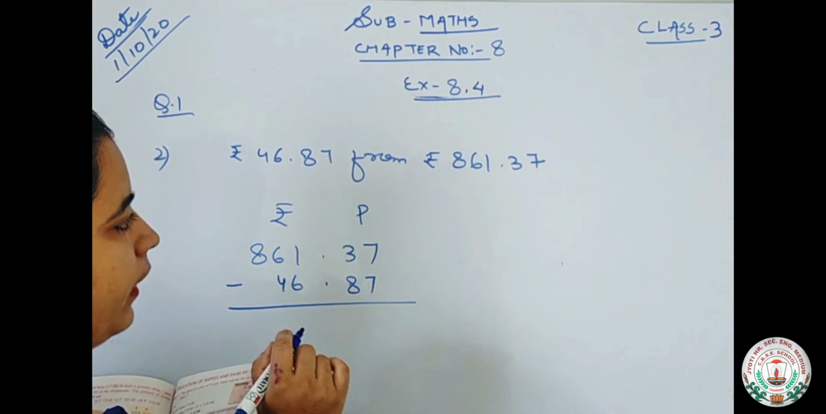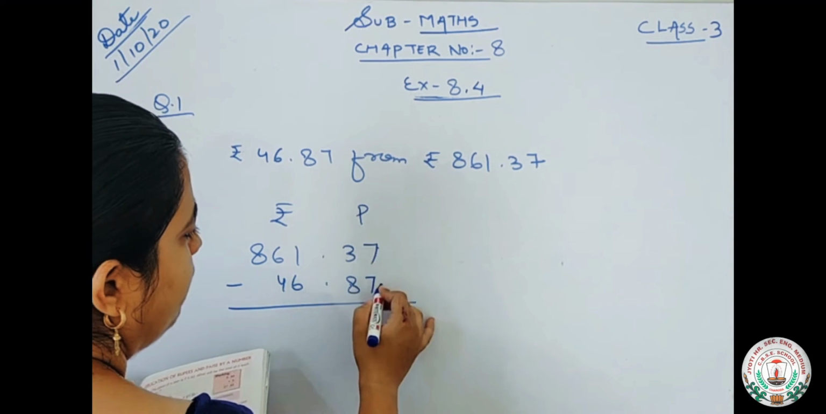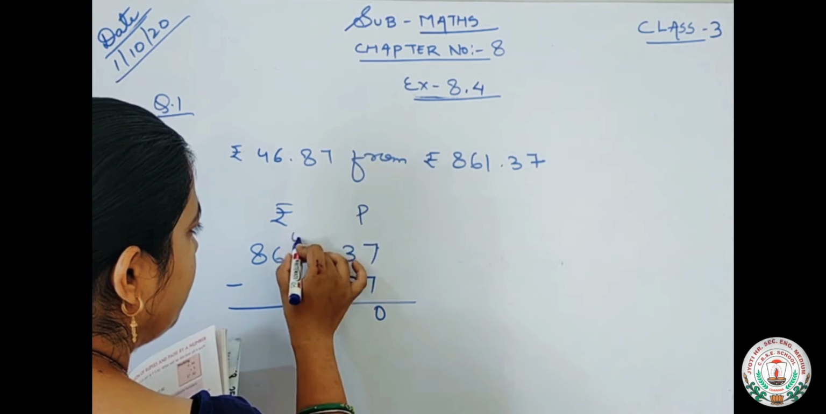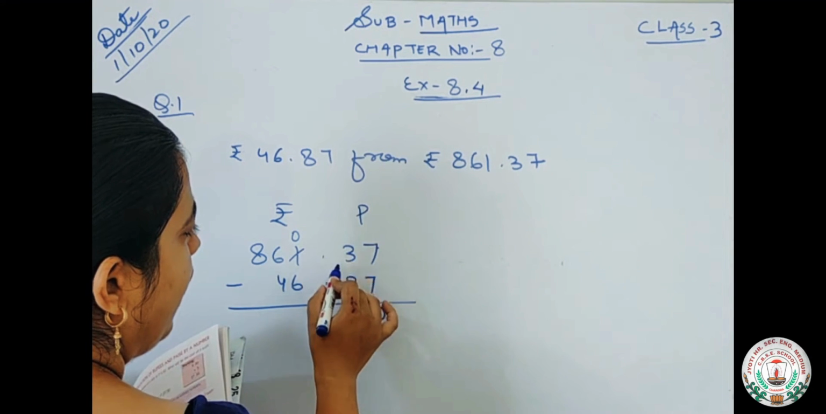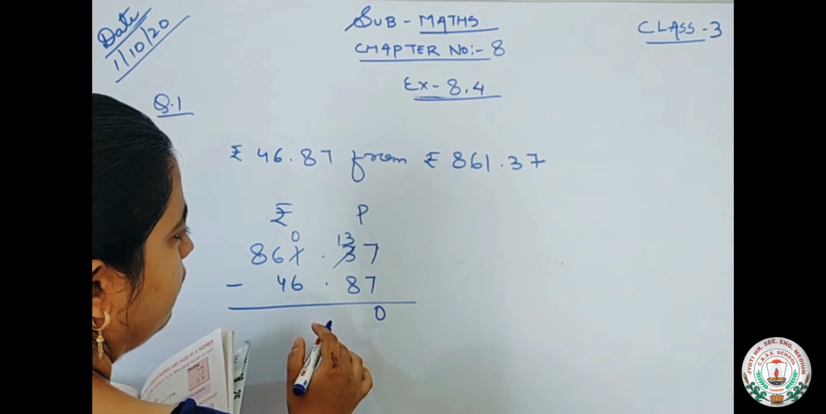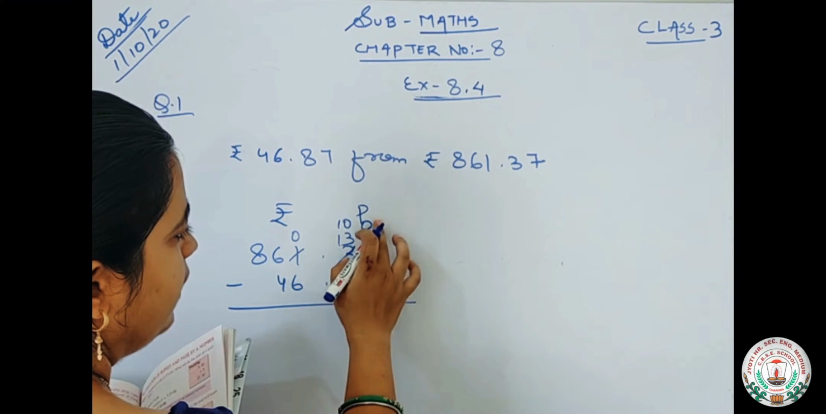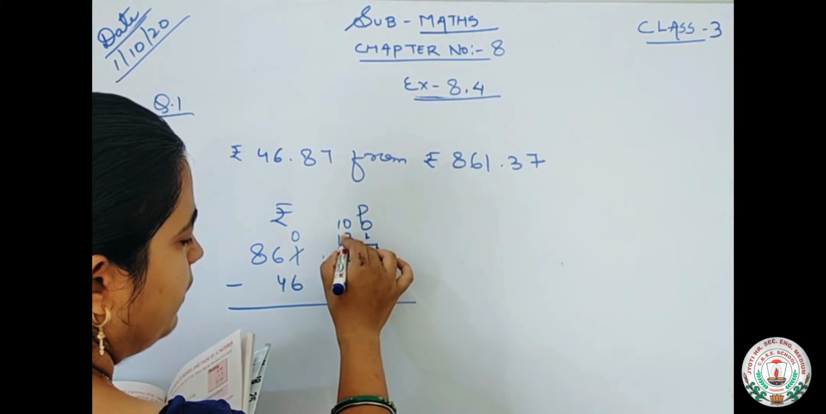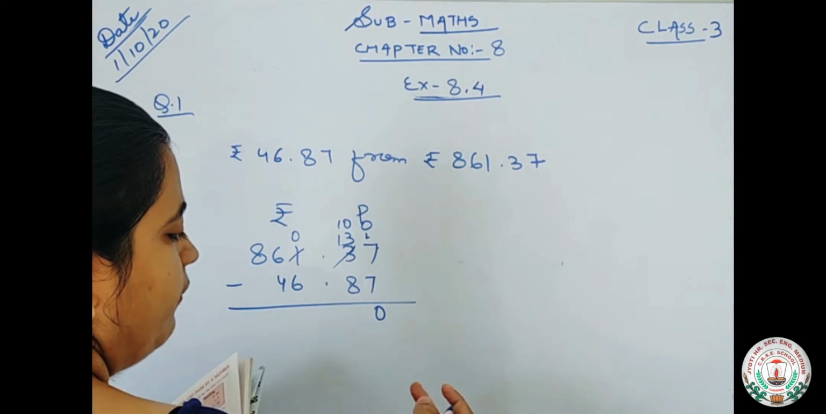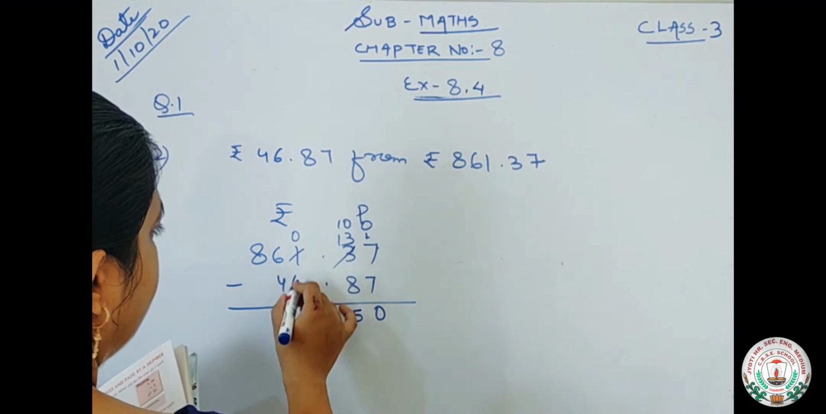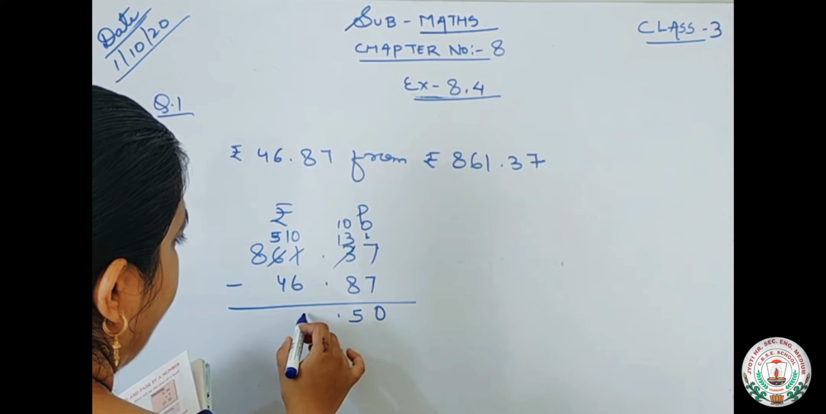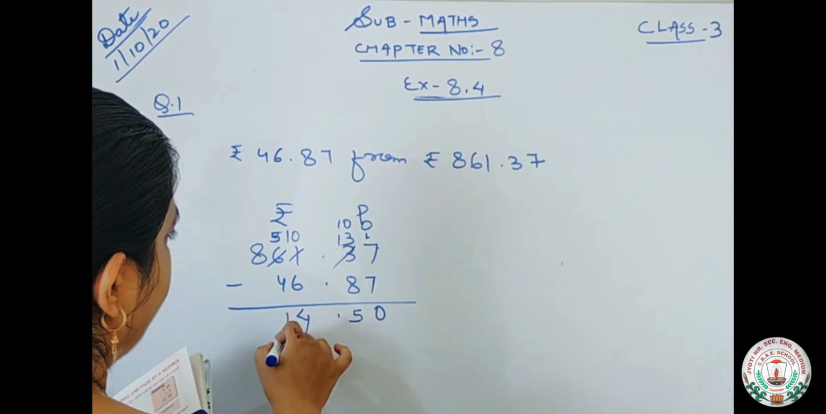46.87. Okay, so 7 minus 7 is 0, but from 3 we can't subtract 8. So we will take carry from here. What will this become? 100 plus, this will become 13, because 1 rupee is equal to 100 paise. 0 plus 7 is 7, 0 plus 3 is 3, and 1. 13 minus 8, what do we get? 9, 10, 11, 12, 13, that is 5. We can't subtract, so this will become 5 and this will become 10. 10 minus 6 is 4, 5 minus 4 is 1, 8.